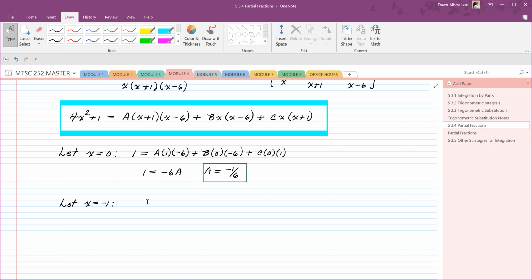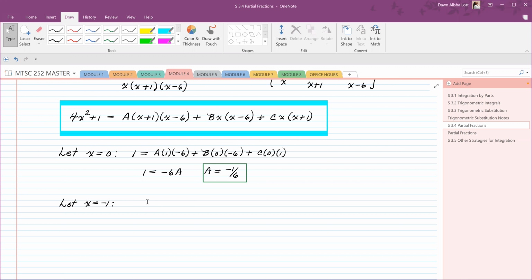Yeah, we're solving for B, right? Well, you don't know which one you're solving for until you put the number in. Only one of them will work for you, so you don't know which one you're going to get. What do you get on the left-hand side? 4x squared plus 1, and x is -1.